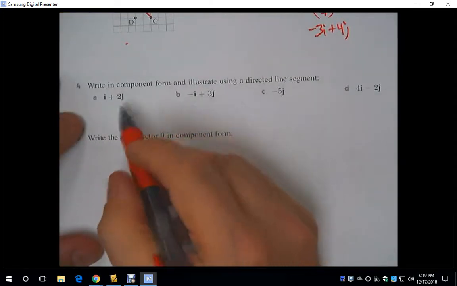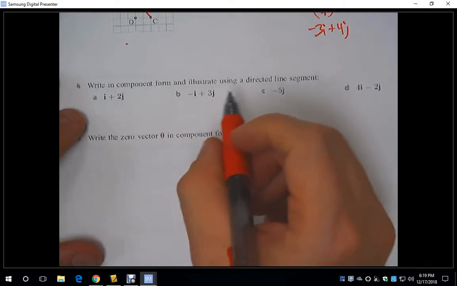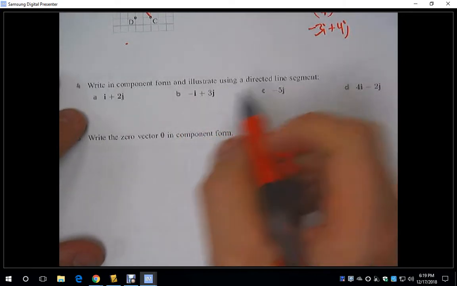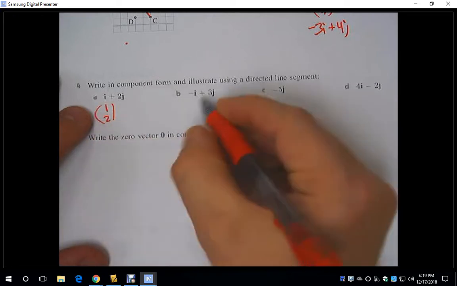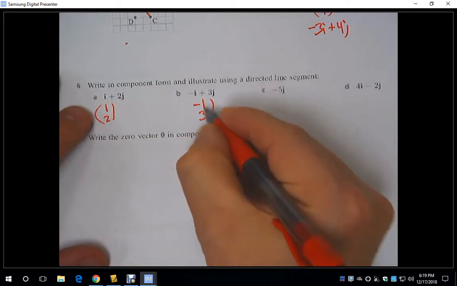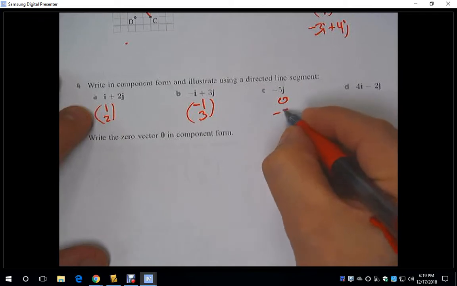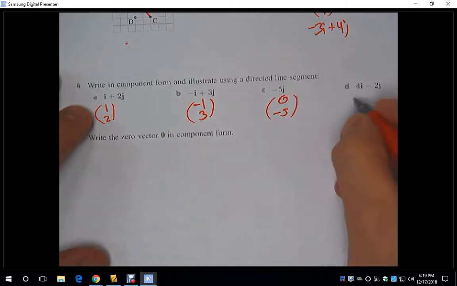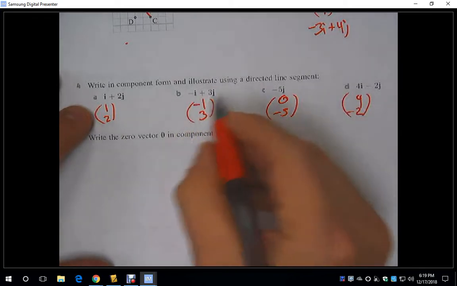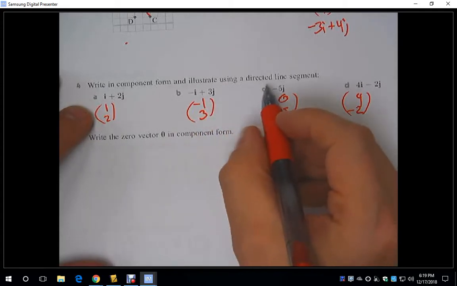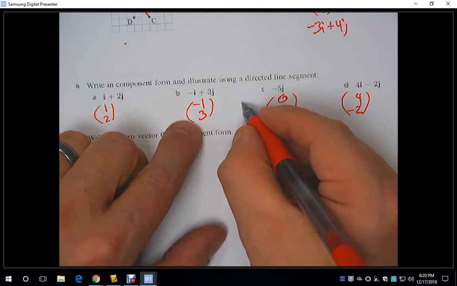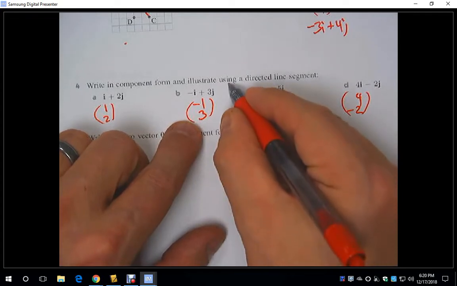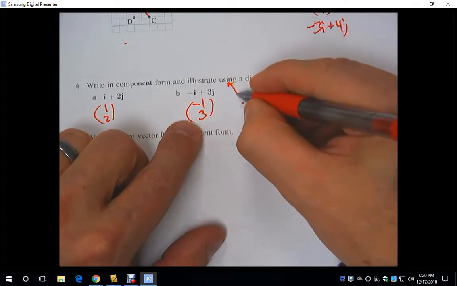Let's move down. It says, write in component form and illustrate using a directed line segment. If I want to write this in component form, this would be negative 1, 3, this would be 0, negative 5, and this one would be 4, negative 2. And if we want to illustrate with a directed line segment, this negative 1, 3 would be 1 to the left and 3 up, so it would look something like this.